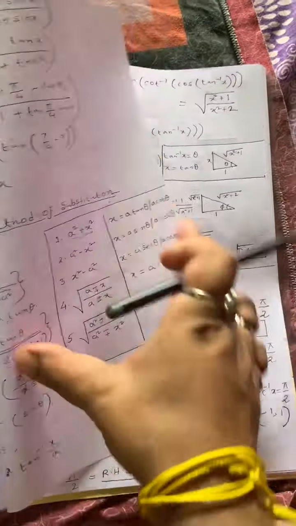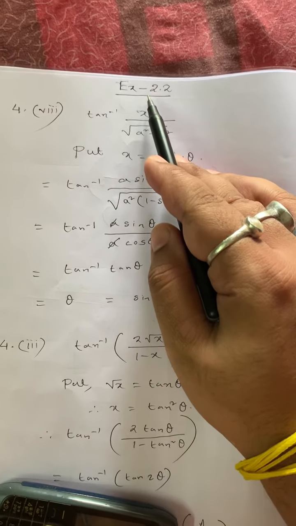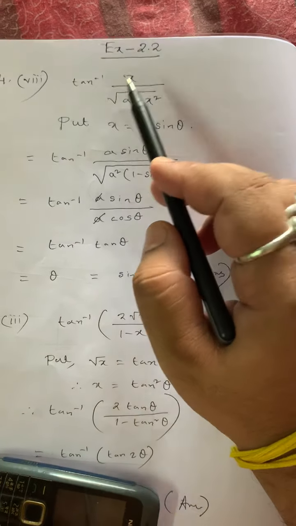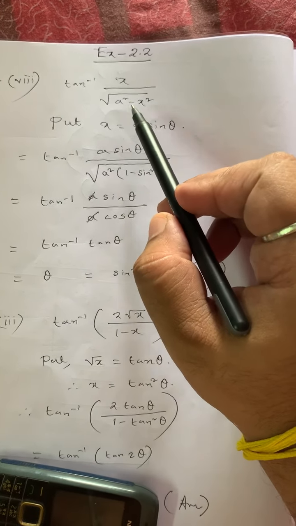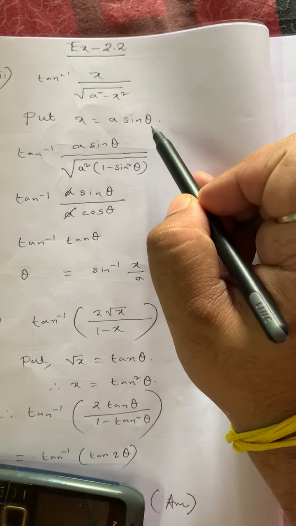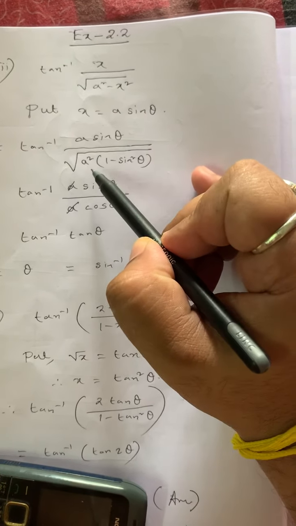There is one more sum depending on this. Please look at that. This is taken from ML Agarwal book, exercise 2.2, question number 4, part 8. So here we have tan inverse of x divided by root over of a square minus x square. So we are using x equal to a sine theta. Now in place of x we are using a sine theta divided by, it will become a square.